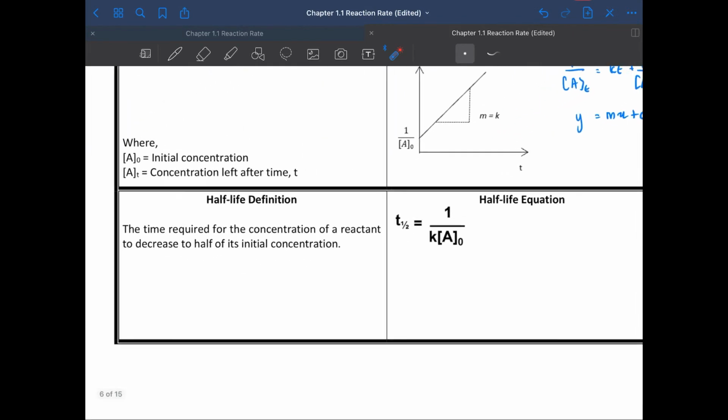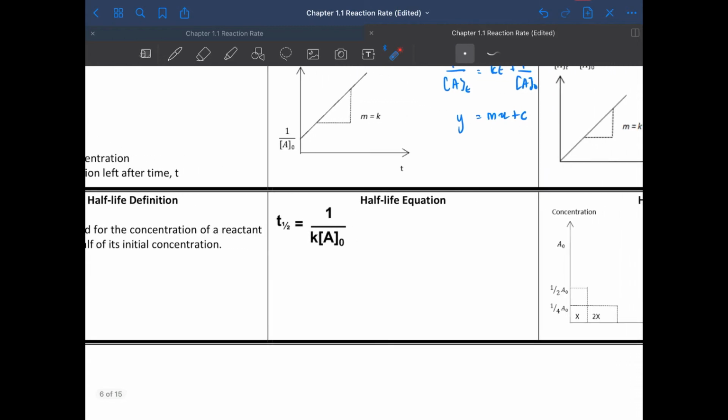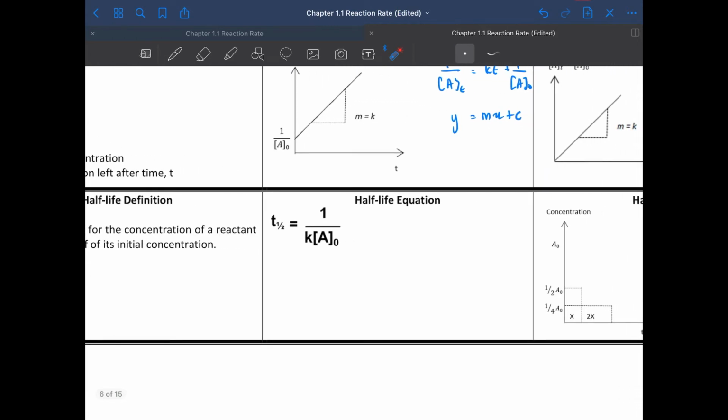Okay. So next one, half-life. For half-life, equation kita adalah 1 over K A0 kali ni. Okay, so kalau kamu nak hafal banyaknya formula kan. Tadi first one, ayam 2 kaki. Second one, hantu 1 kaki.